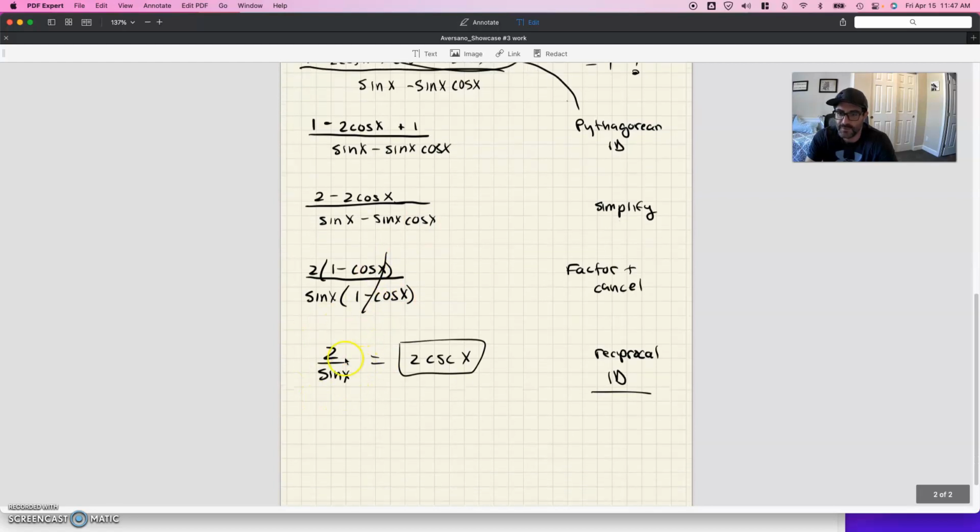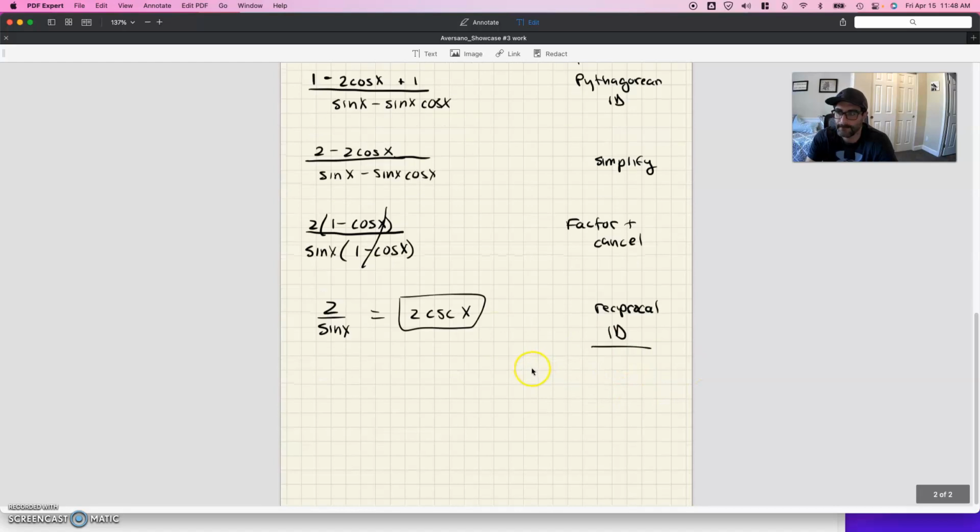So what we're left with is 2 over sine x, and we can use a reciprocal identity for what cosecant is in relationship to sine. So 1 over sine x is equal to cosecant x. So we know that then 2 over sine x will give us 2 cosecant x, and that will make our right side of the equation equal the left side of the equation by using the reciprocal identity. So that's that.